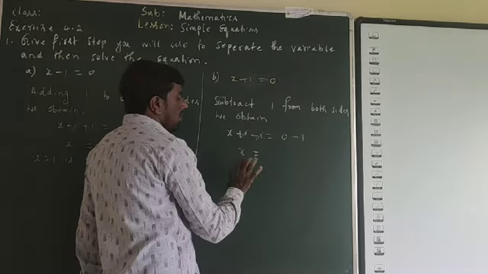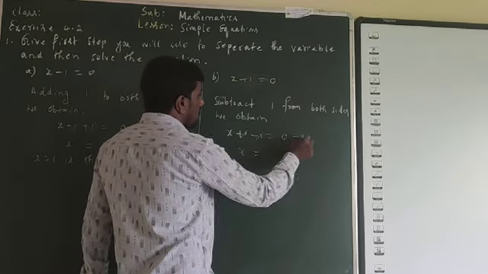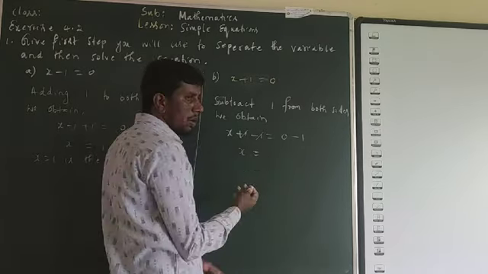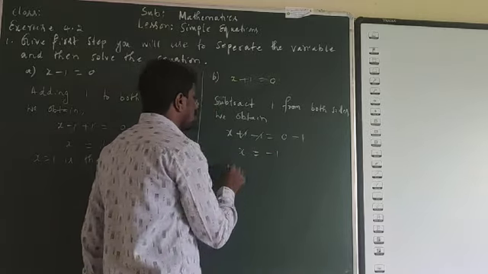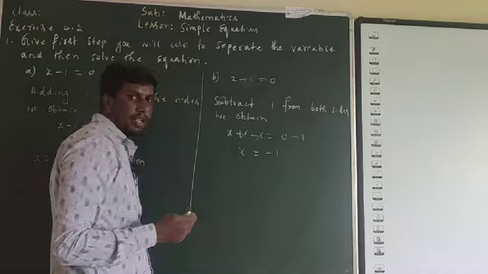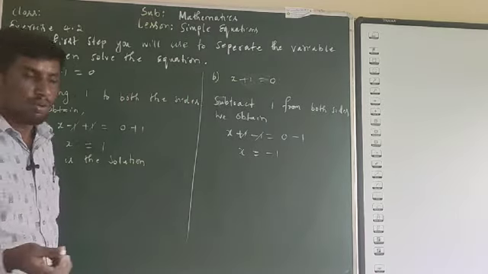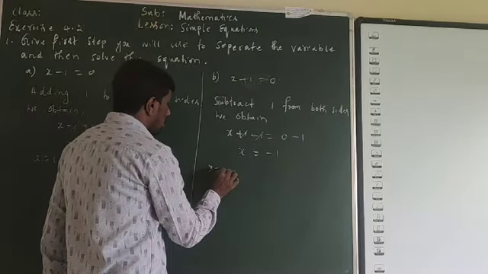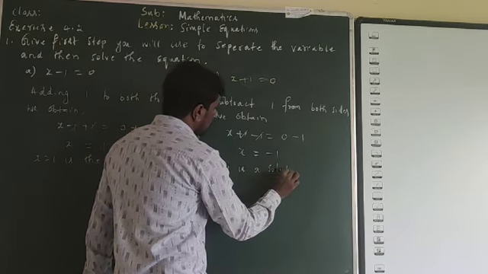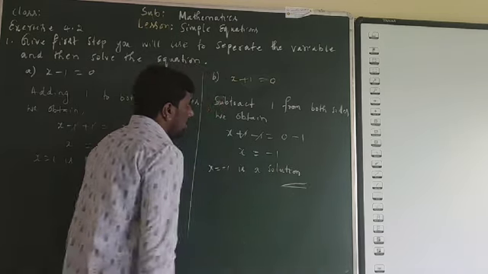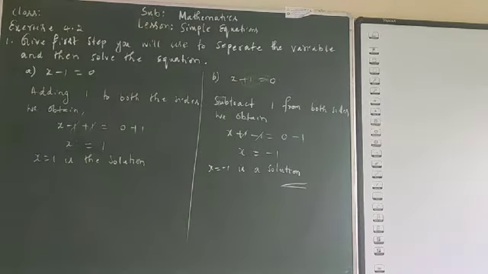We will go for the RHS and we'll solve that. 0 minus 1. If you subtract 1 from 0, you will get minus 1, right? X is equal to minus 1. 0 is neglected. 0 minus 1 is minus 1, right? So x is equal to minus 1 is the solution. Okay. So like this, you need to give the first step and you need to solve the given equation. Okay.